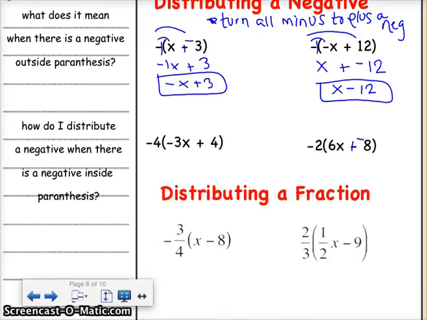2 more. Negative 4 times negative 3x plus 4. Distributing my negative 4. Negative 4 times negative 3 is a positive 12x plus negative 4 times 4 is a negative 16. Yeah. But then I need to turn it back into 12x minus 16.